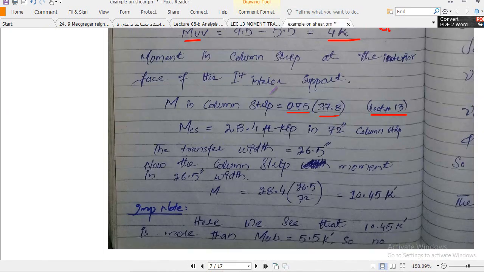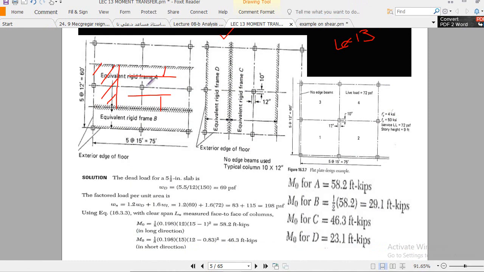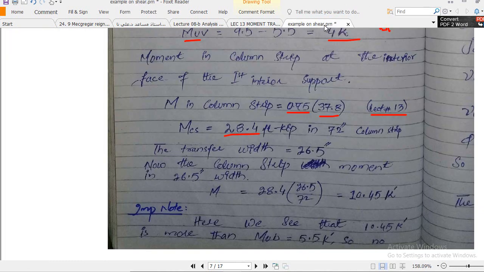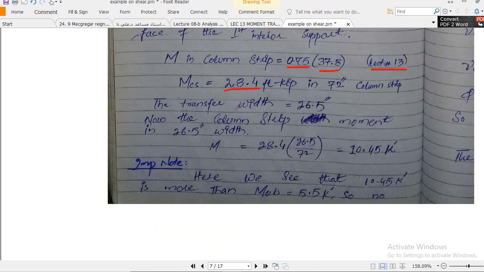So 28.4 kip feet is now here in the column strip. You see the transfer width is 26.5 inches, which we already determined. Now the column strip moment in the 26.5 inch width is this one, as we did in the H column case.